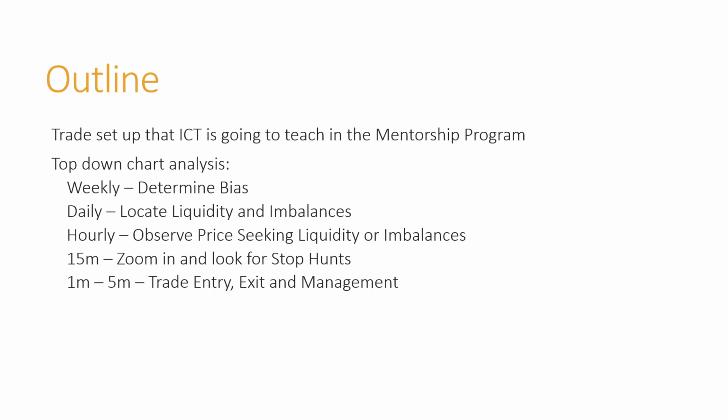Starting with a top-down chart analysis, we start with the weekly chart to determine our bias in terms of where we think the market is going to go. The daily chart is the one we look at next to locate liquidity and imbalances, and then try to find where on that chart we think price is going to go based on our weekly bias.